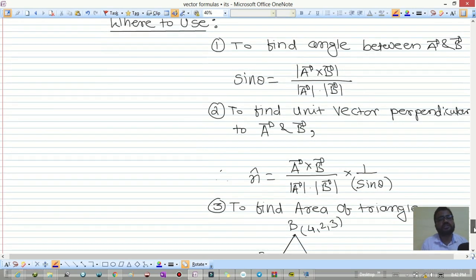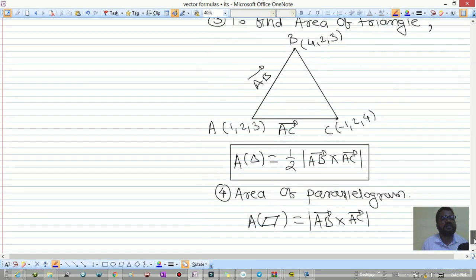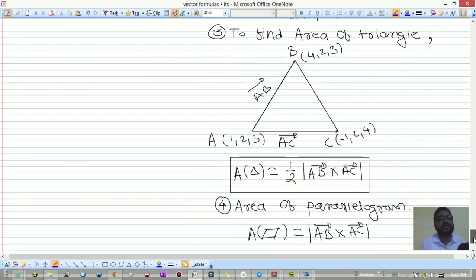Where to use this? To find the angle between a bar and b bar? Yes, possible: magnitude of a bar cross b bar divided by magnitude of a bar into magnitude of b bar. To find the unit vector perpendicular to a bar and b bar, right, n hat is nothing but the unit vector perpendicular to a bar and b bar. And to find the area of a triangle and the area of a parallelogram. Area of triangle, how to find?